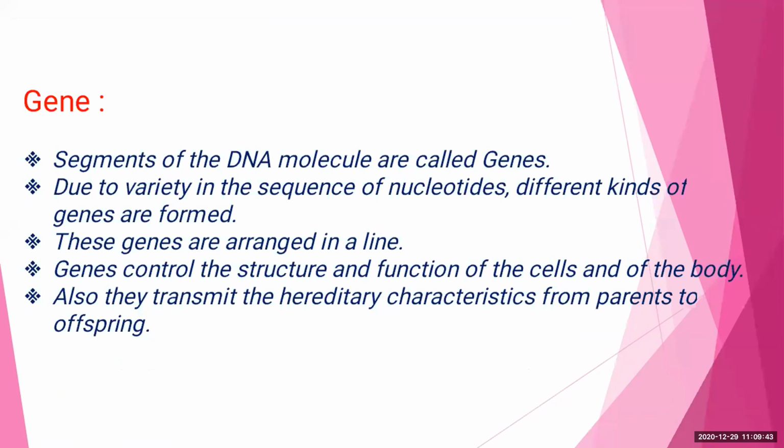Each chromosome, I'll again try to explain to you where the gene is present. Each chromosome is made up of a single DNA molecule, right? And the segments of the DNA molecule are called genes. Due to variety in the sequence of the nucleotides, different kinds of genes are formed, and genes control the structure and the function of the body and the cell. Also, they transmit hereditary information. That is why many similarities are seen between the parents and their offspring.